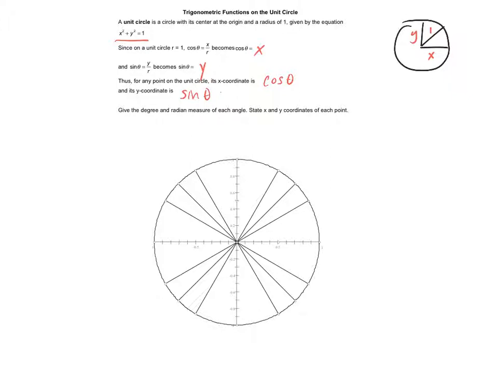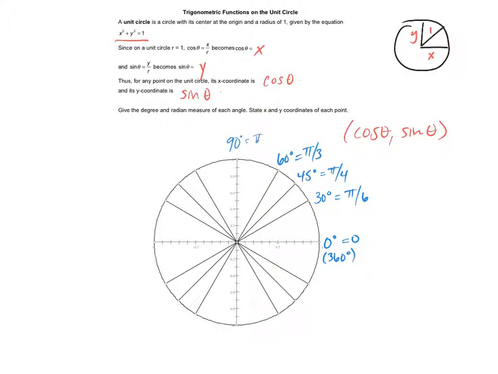So now we're going to use these, and we're going to write as coordinate pairs what each of these special angles looks like. First, let's just start at 0 degrees, or 360 degrees once we go around all the way. And that equals 0 radians, and we're just going to list our angles. Our next one here is 30 degrees, or pi over 6. Next we have 45 degrees, which is pi over 4. Then we have 60 degrees, which is pi over 3. Next we have 90 degrees, which is pi over 2.